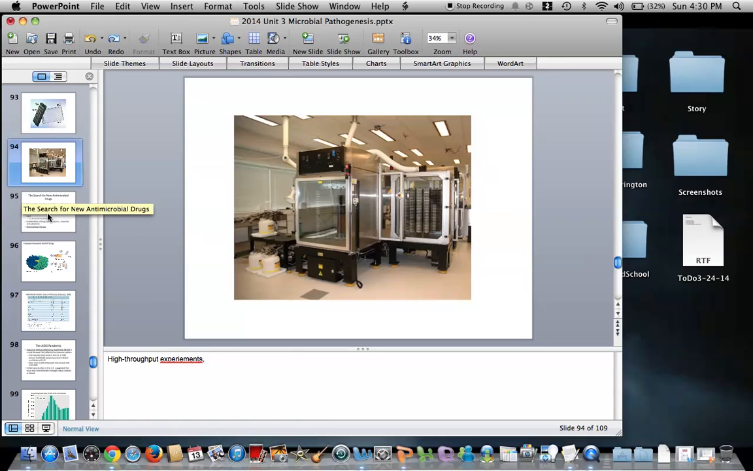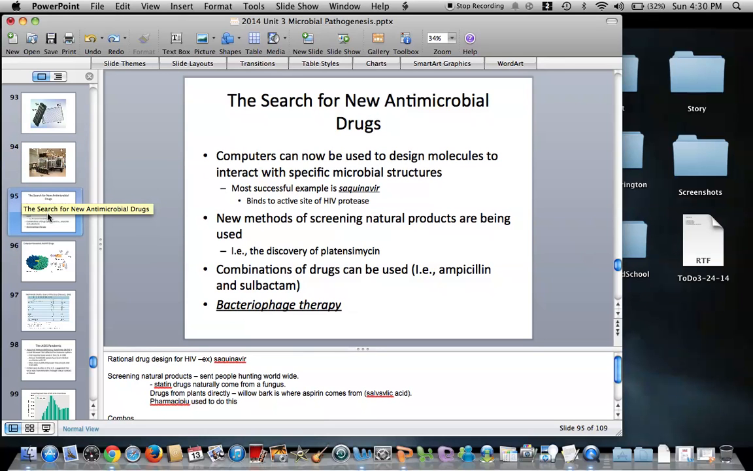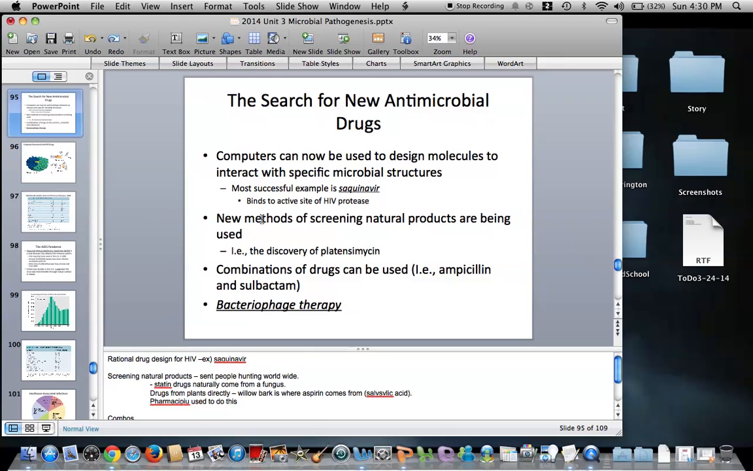These are incubators for those things. And then computers now can try and predict ways to do this. So making the saquinavir that's part of HAART therapy targets the HIV protease. That was a bottom-up design using computers.